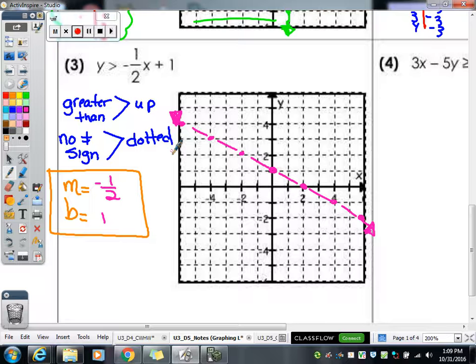And again, this was going to be shaded up. And we're going to label it on the side that's shaded: y is greater than negative 1/2 x plus 1. Now let's go to your calculator. We're going to plug that in. I just want to go over how to check it in your calculator.